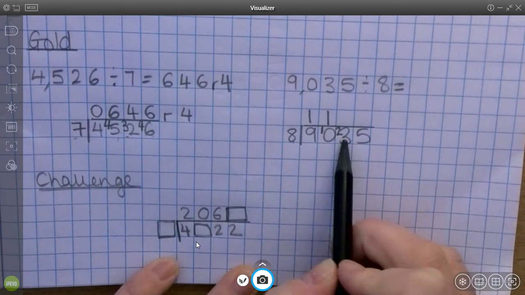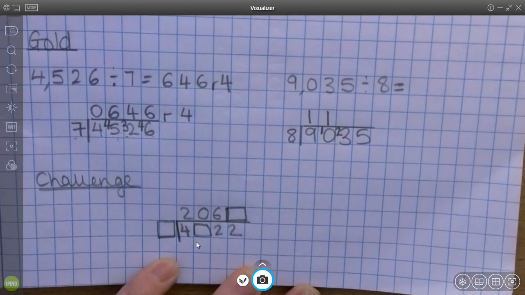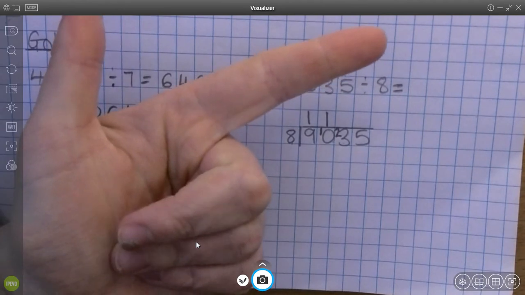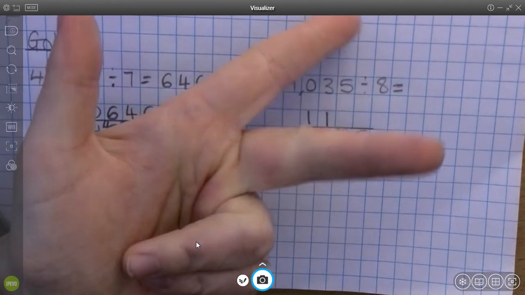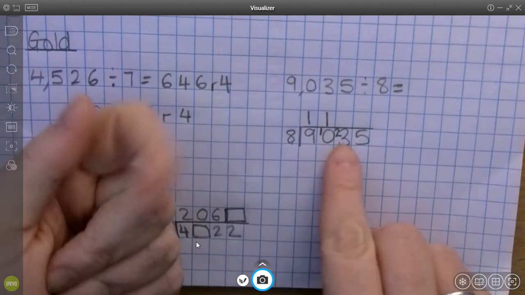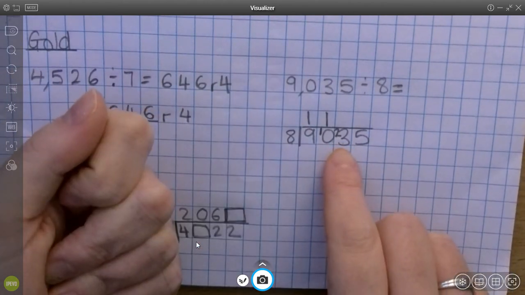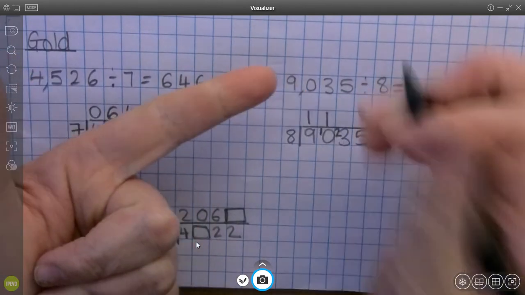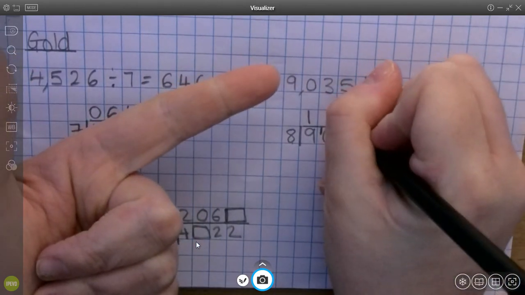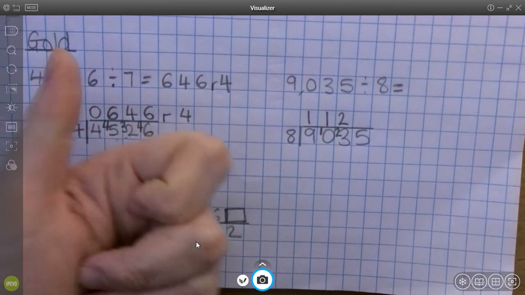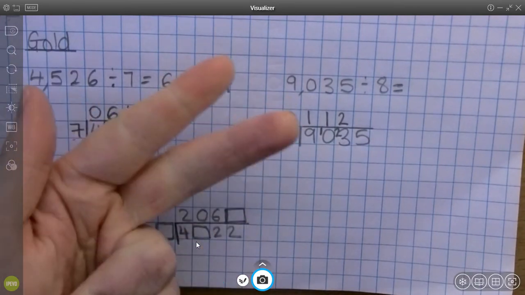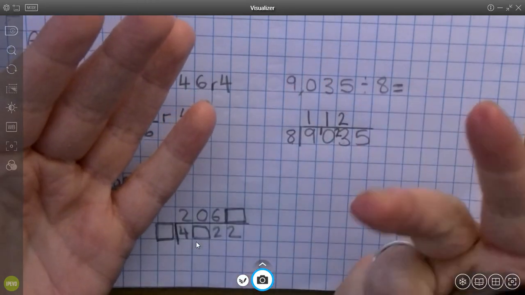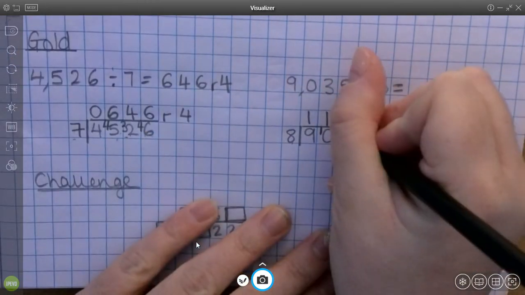Okay, 8 into 23. Well, I can have 8, 16. What's the next number in my 8 times table? 24. I've only got 23, so 24 is too big. So I know I can get 2 complete groups, 8 to 16. But what have I got left over? 16, 17, 18, 19, 20, 21, 22, 23. Oh, I've got 7 left over.